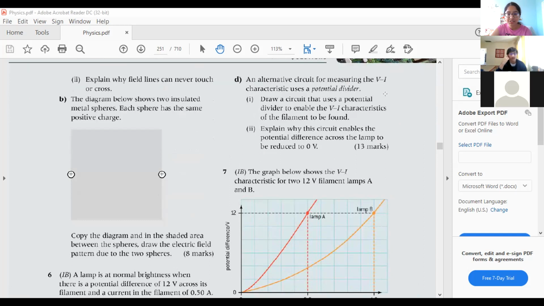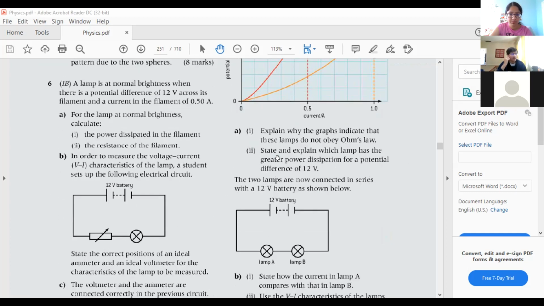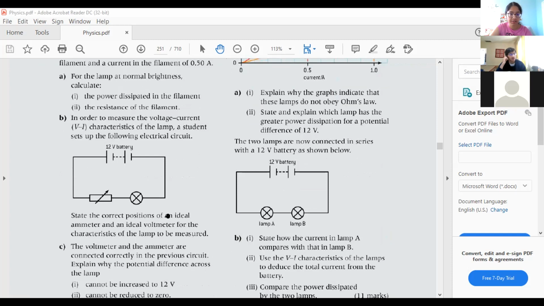Okay. An alternative circuit for measuring the VI characteristics uses a potential divider. Draw a circuit that uses a potential divider to enable the VI characteristics of the filament to be found. Okay, I never understood potential dividers, so I do not know how to do this. You would draw it onto here, right? Yeah. Oh, I think that's why they put the variable resistor in there.